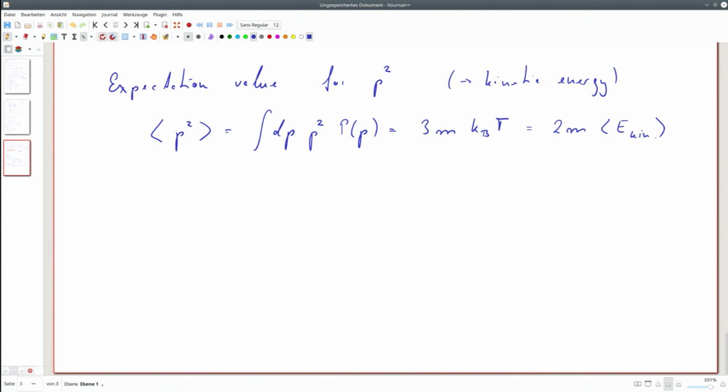You can also look at the expectation value for this P squared squared, P to the fourth. And that's a nice thing about Gaussians. By partial integration, you can always solve this integral. And this becomes 15 times m kT squared.